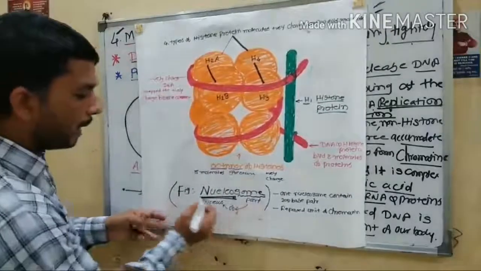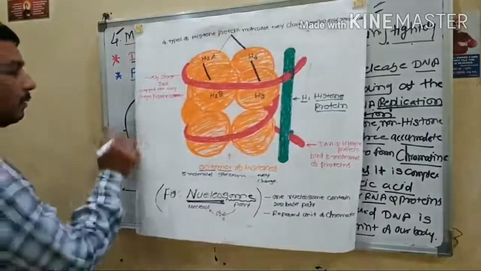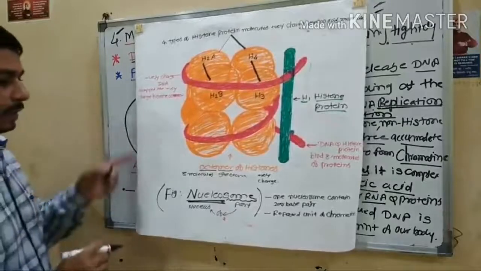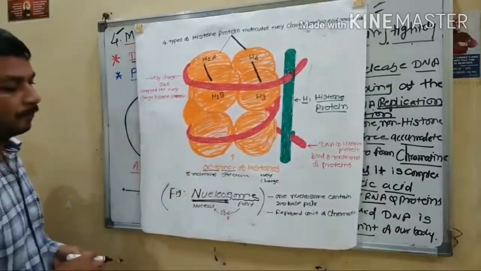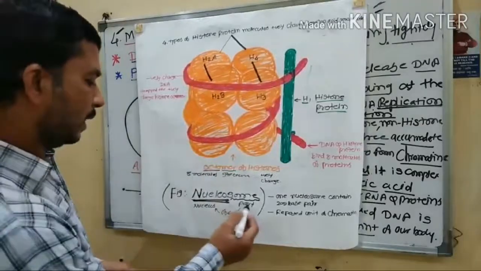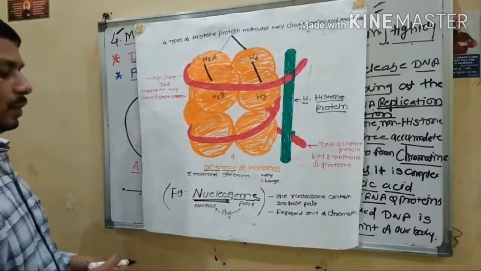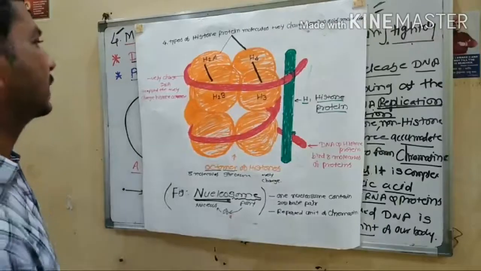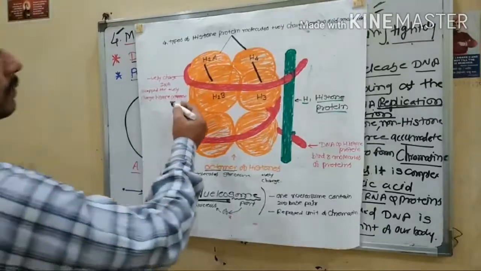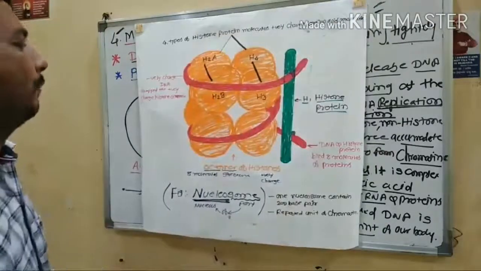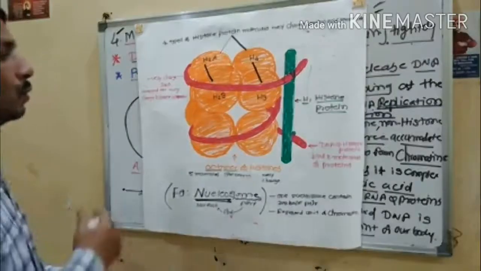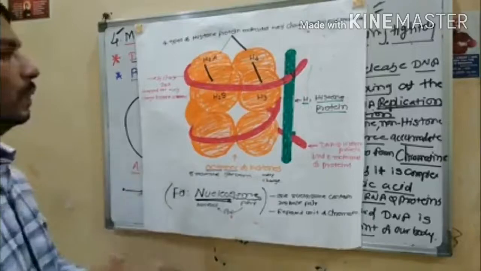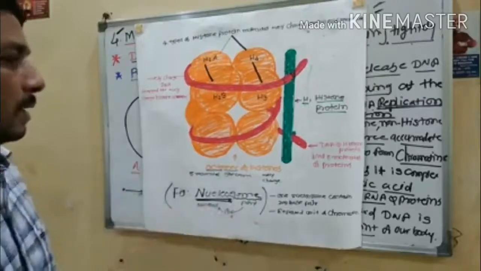A nucleosome is a part of the nucleus. Here we study the nucleus, and the nucleosome is present inside the nucleus. That's why we call the nucleosome a part of the nucleus. Then we can take details about this nucleosome: how it is formed, and who is responsible for forming this kind of structure.